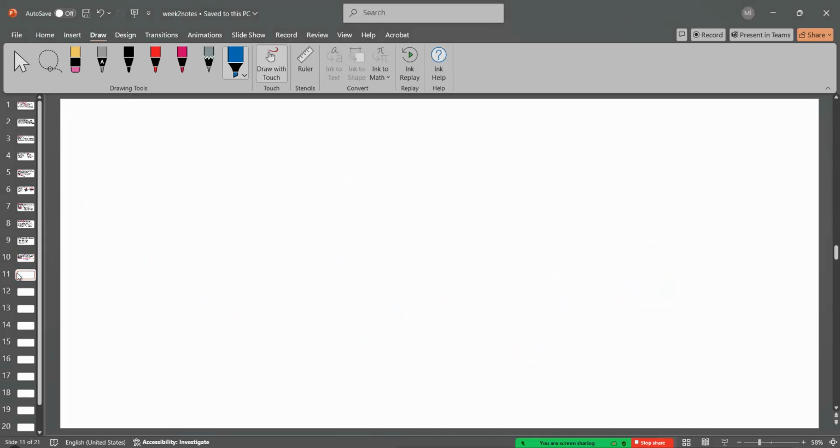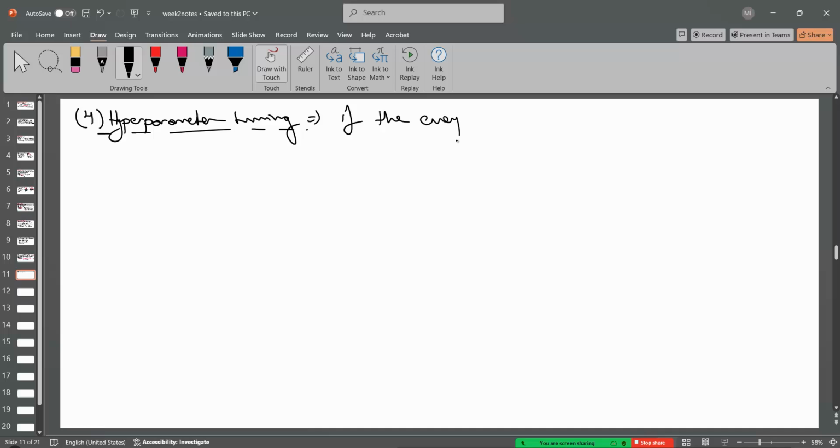So in the last place, we need to build the hyperparameter tuning. But what is the hyperparameter tuning? If everything is okay or fine, just remember this data distribution x and y.